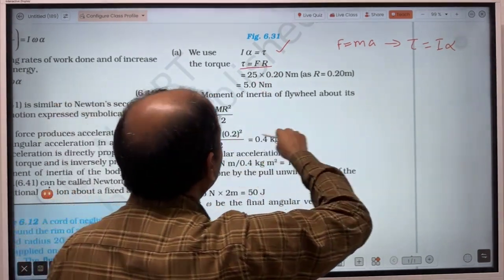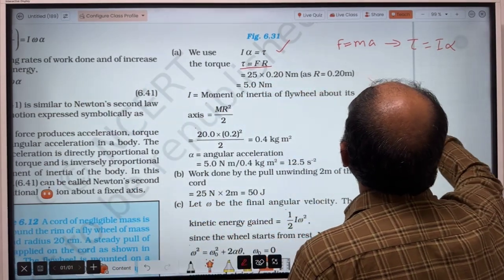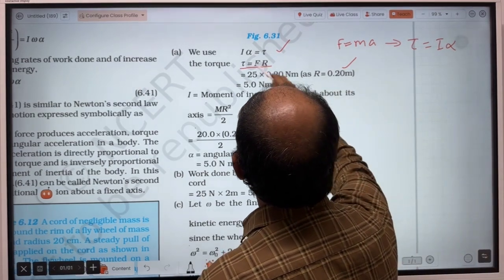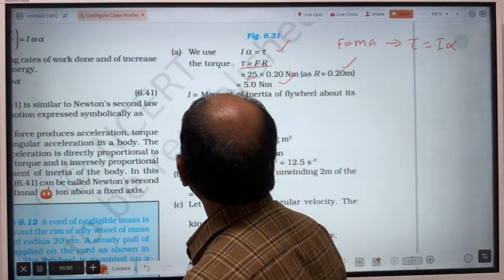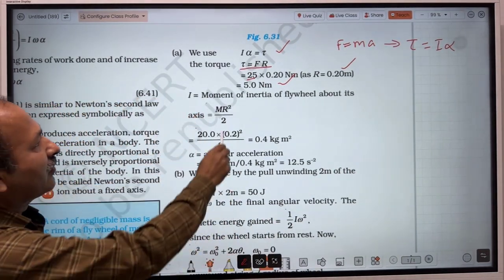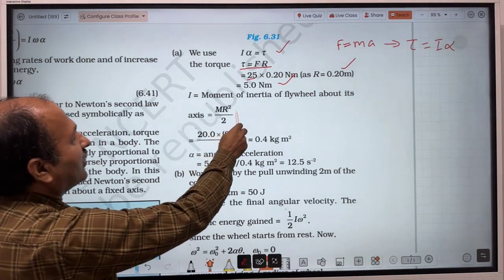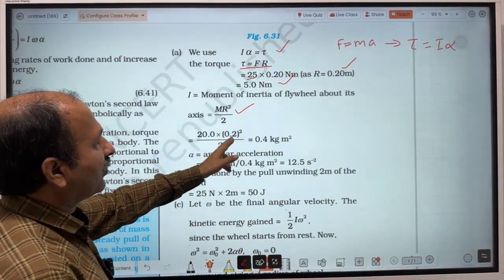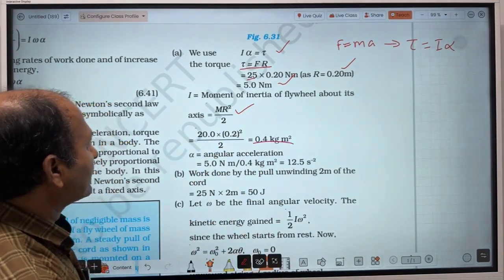Here R is the given radius, that is 20 centimeter, and the force acting is 25 Newton. So this will give the value of torque. Moment of inertia about its axis is given by the formula mr square by 2. So we put the values: m is 20 kg, radius is 0.2, so square, divided by 2. So this much will be the moment of inertia.